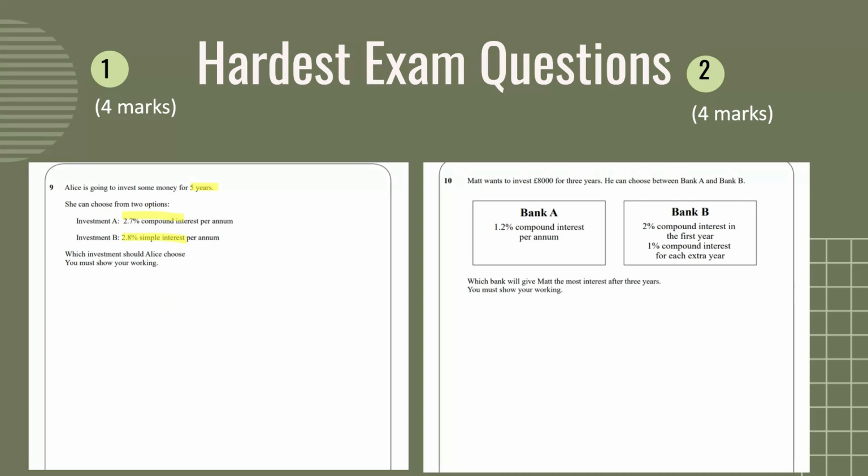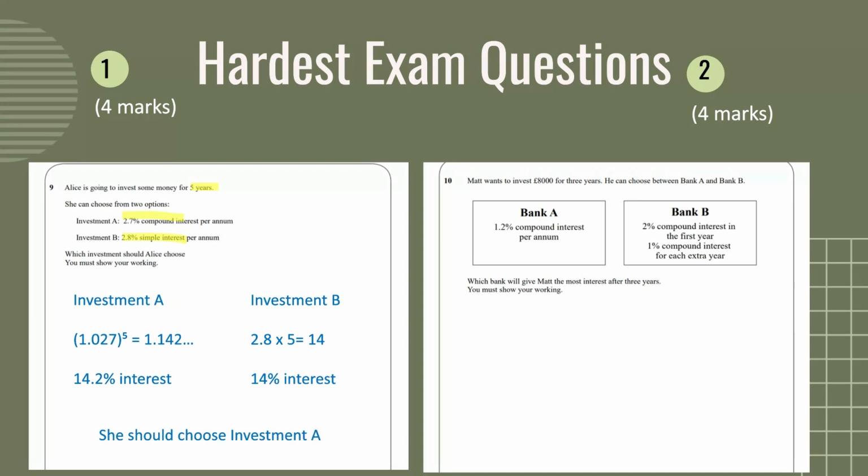We simply use the compound interest equation as we did in the very first question. 1.027 to the power of 5 equals 1.142 carrying on. 14.2% is the amount of interest Alice would receive if she went with investment A. If she went with investment B, however, we use the simple interest equation. 2.8 times 5 equals 14, and 14.2% is higher than 14%, so Alice should choose investment A.